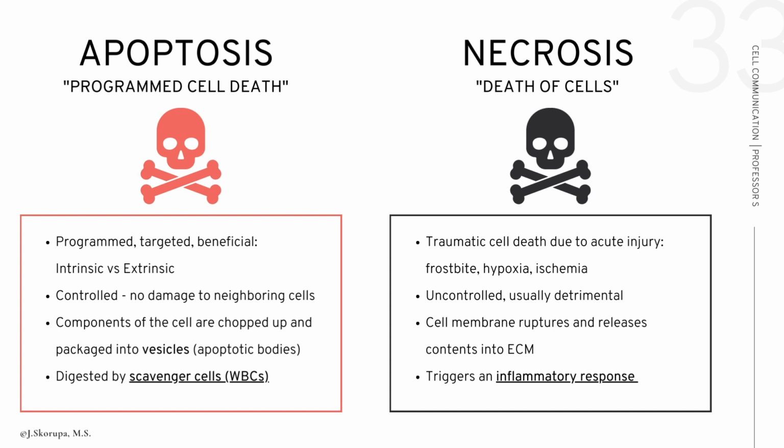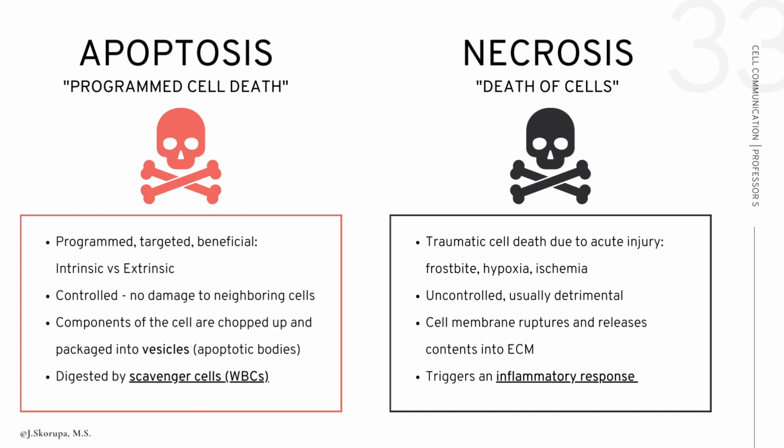Here's a quick summary of the difference between apoptosis and necrosis. Apoptosis is programmed, meaning it's purposeful and targeted. It's generally beneficial for the organism. There are two types of apoptosis, which I'll cover very briefly: intrinsic versus extrinsic. As this is programmed cell death, it is controlled, so no damage occurs to neighboring cells. Components of the cell are again chopped up and packaged into vesicles, which are called apoptotic bodies, and they're digested by scavenger cells, which are typically white blood cells, leukocytes.